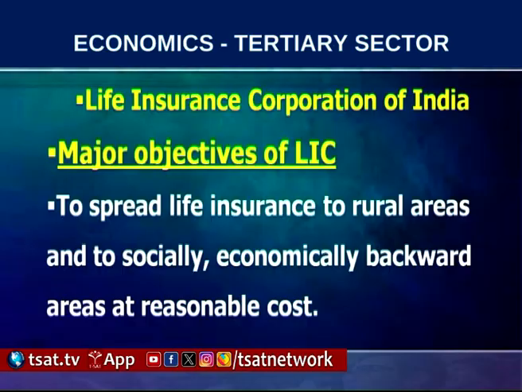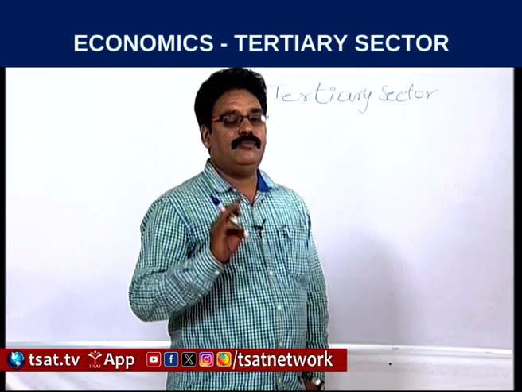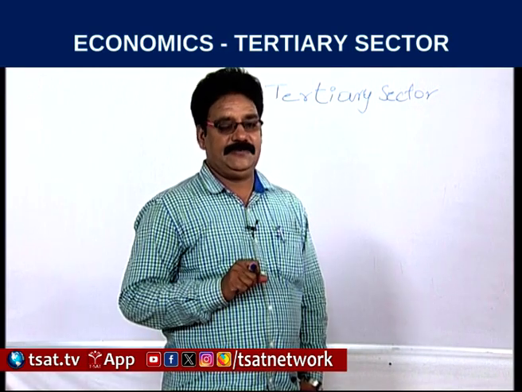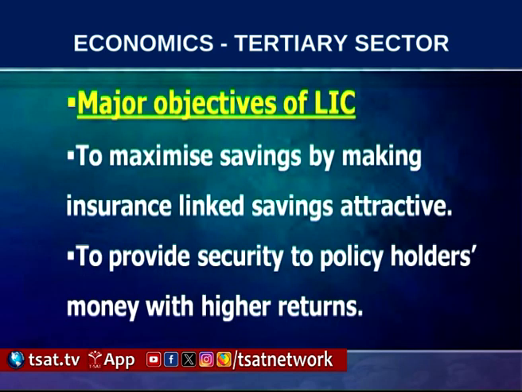Okay. What are the main objectives of LIC? The objective is to spread life insurance to rural areas and to socially and economically backward areas at a reasonable cost, and to maximize savings by making insurance-linked saving attractive. Whether it is life insurance or GIC, they are collecting savings from each and every rural area, and small savings are also collected in this form by providing insurance facilities.